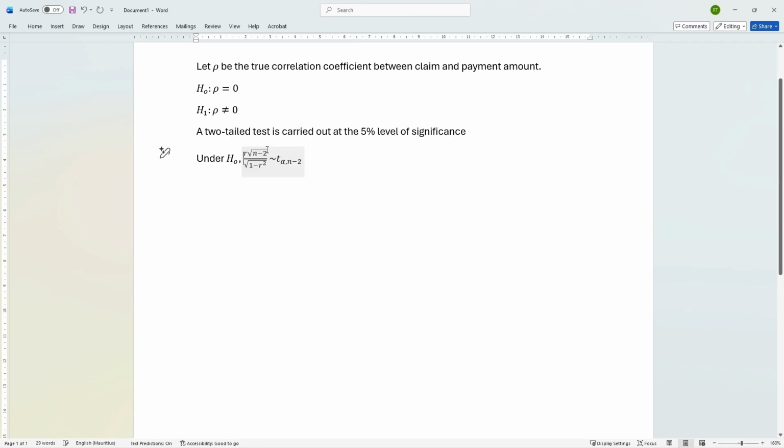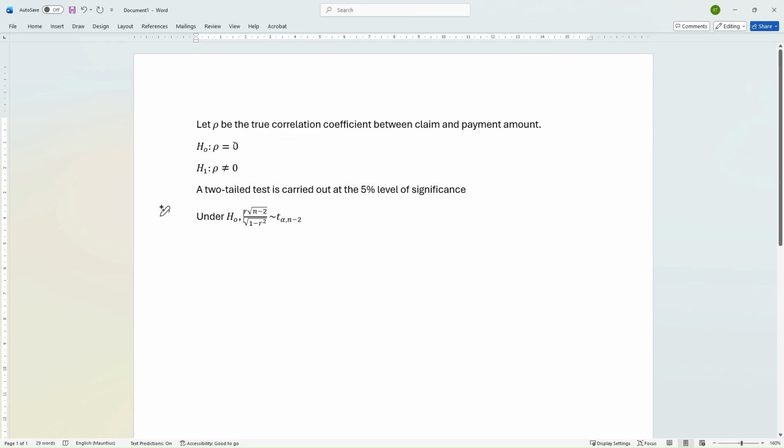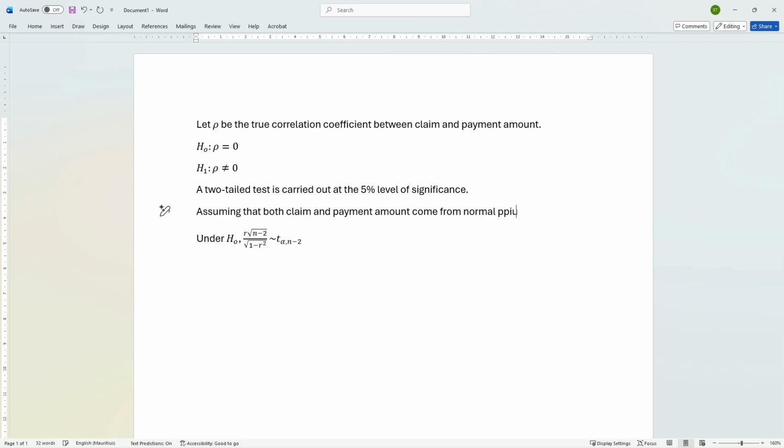So remember, we start by the following. We define our term, we state the hypothesis, we state the level of significance, and then we determine under H note what happens, okay? But before we determine under H note, there is one step I forgot here, which is the assumption. Assuming that both x and y, which means both claim and payment amount, come from normal populations.